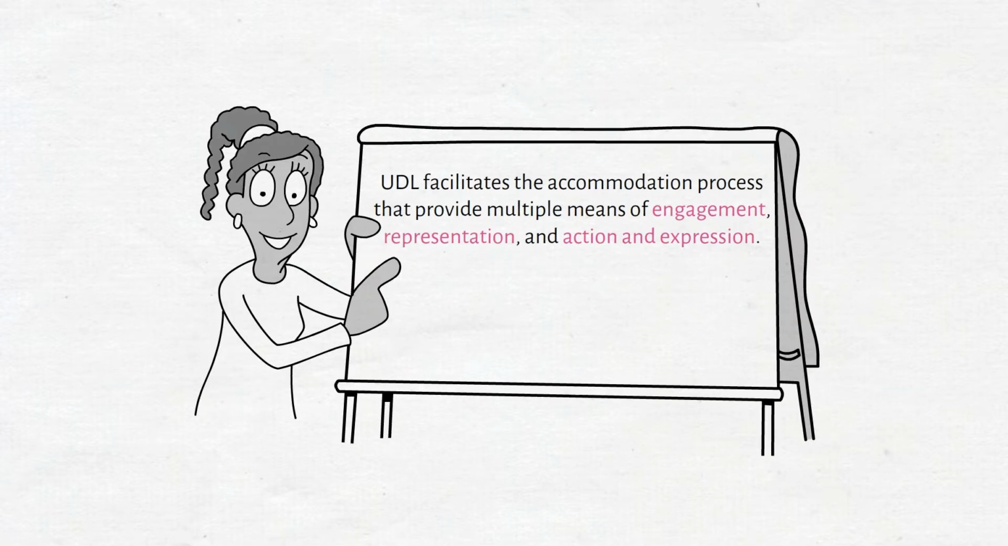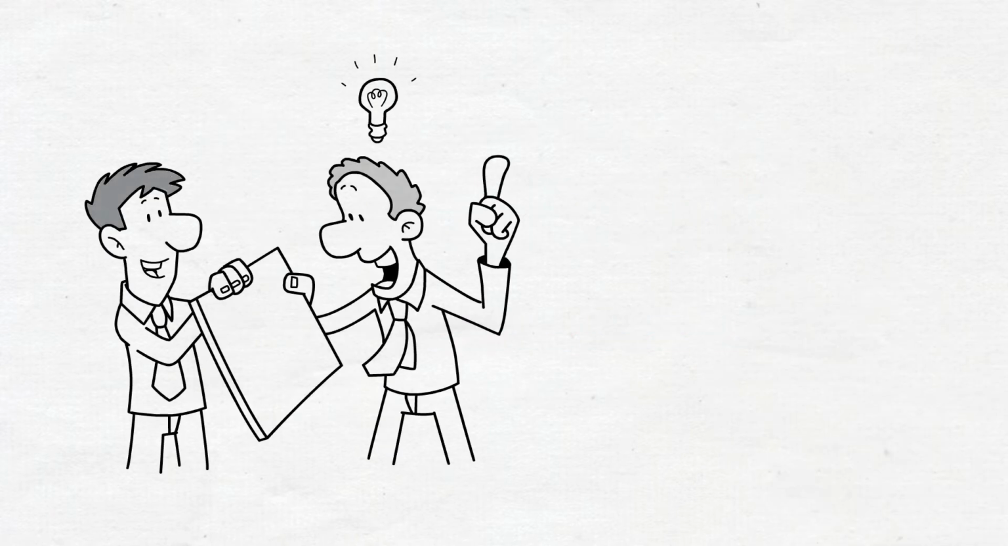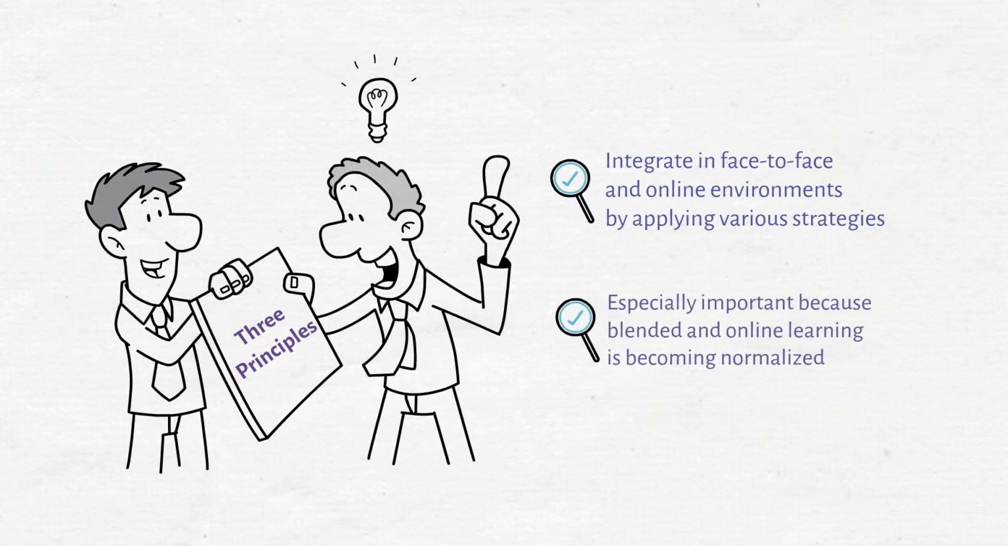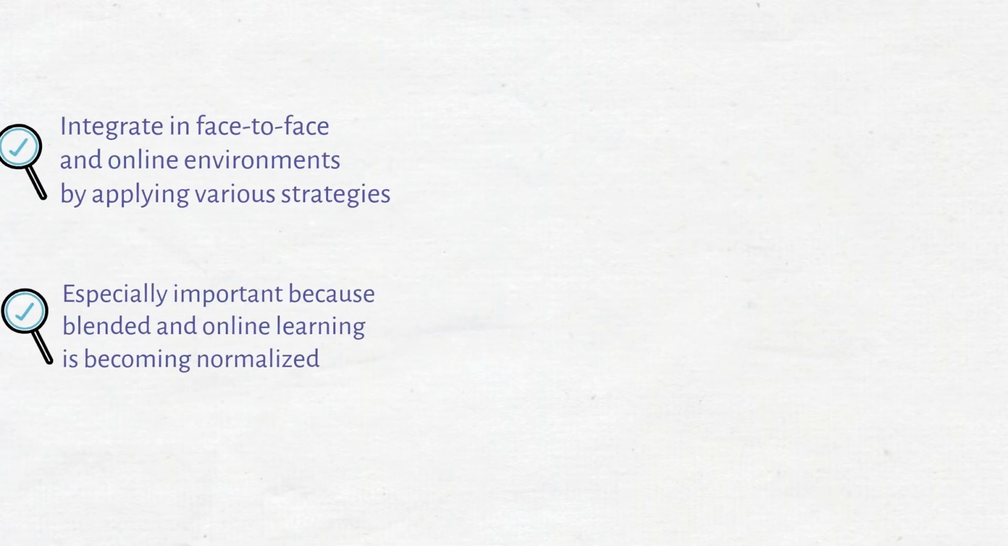UDL facilitates the accommodation process by guiding the creation of lesson plans that provide multiple means of engagement, representation, and action and expressions, which in turn reduce barriers for students. The UDL framework has 3 principles. Teachers can integrate all 3 principles of UDL in both face-to-face and online learning environments by applying various strategies. Adapting UDL principles and strategies is especially important for online environments because of how blended and online learning is quickly becoming normalized in the constantly evolving education system.